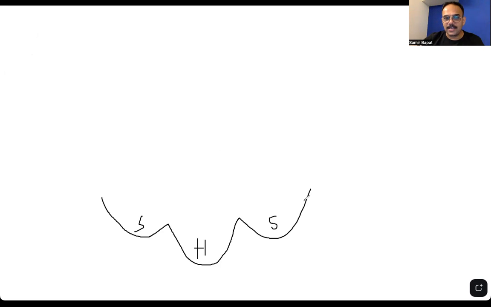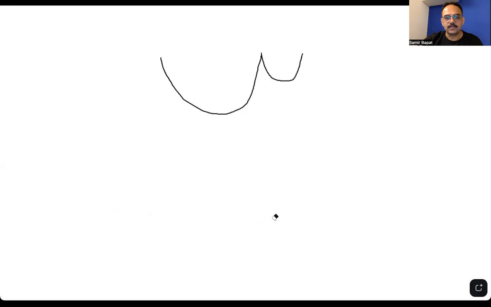Now, what is a cup and handle pattern? A cup and handle pattern is something like this. You have a cup and then you have a handle like this. I'll remove head and shoulder right now. And this is our cup and handle pattern. Can everyone imagine this is the cup and this is the handle? This also forms in the price.